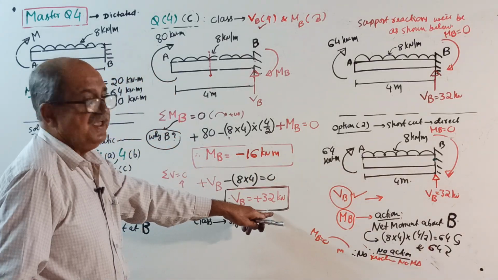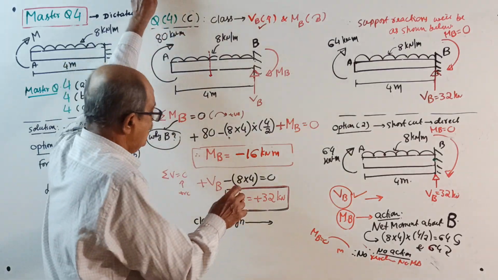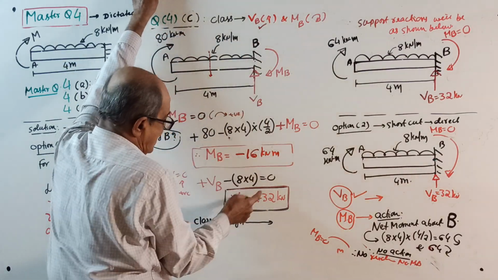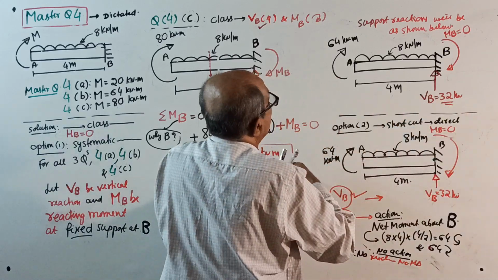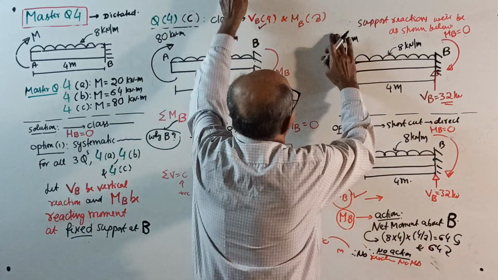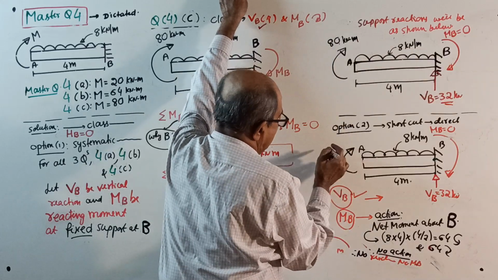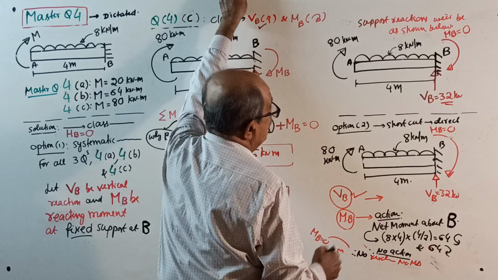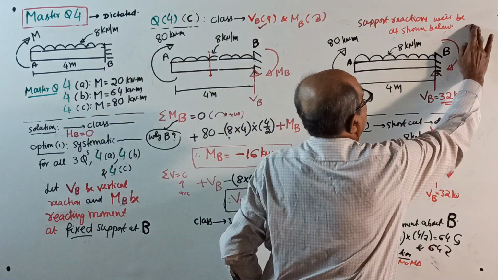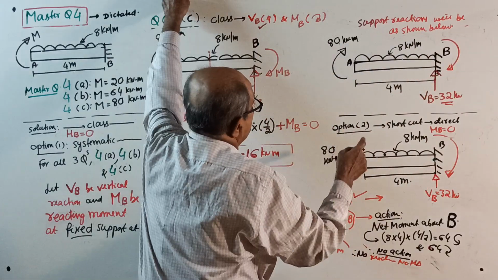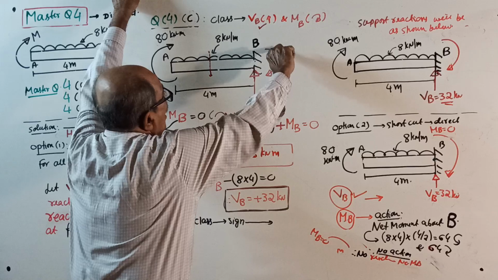Sigma V equal to 0, same thing. Okay. Right now, check the sign. We took VB upward. Answer came plus. So correct, VB is upward. See, 64 change to 80. I will change it now only. Otherwise later I will forget. 80. Okay, now over. 80 over 64.